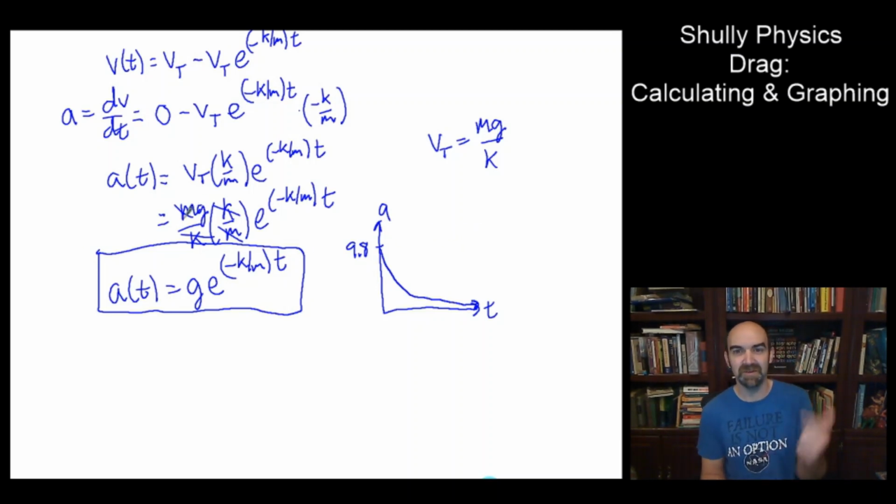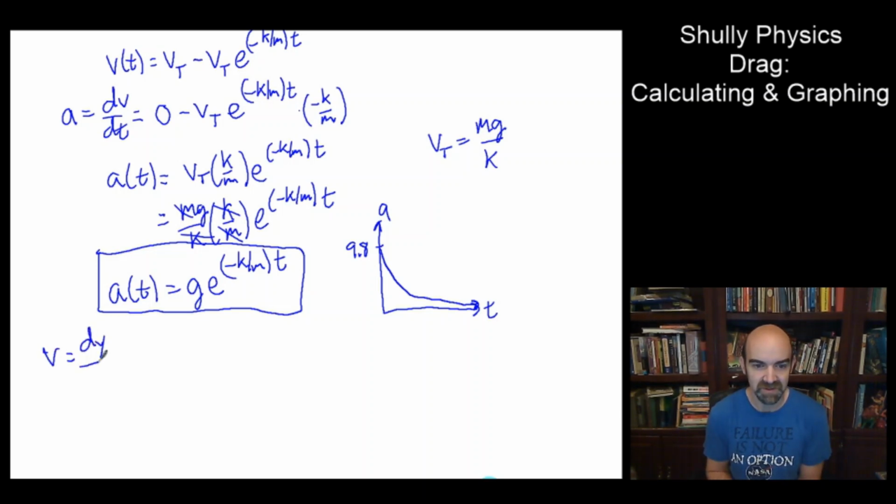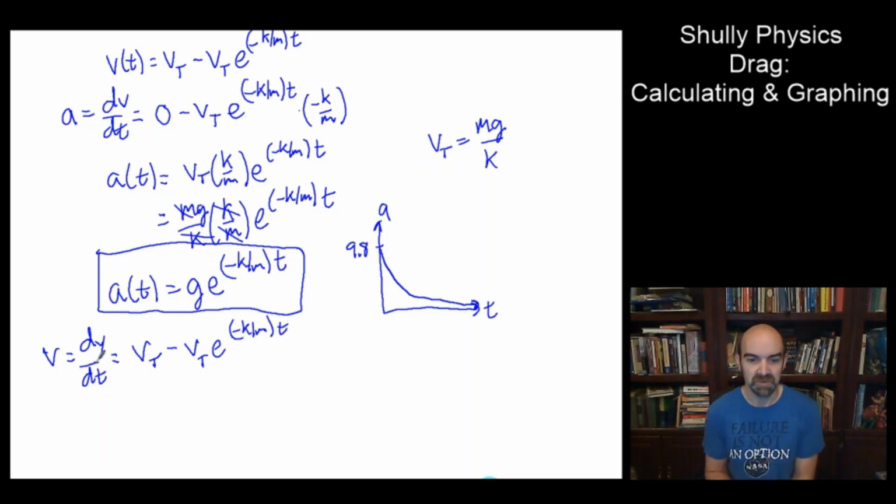We've got our v of t, we've got our a of t. Now for the one that's a little bit more involved, what about the displacement? v equals dy/dt, which is, I'm going to rewrite this expression up top, v_t times e to the negative k over m times time. We're going to have to do another substitution rule here, warning, warning. So when we multiply both sides by dt, here's the time over here. There's no v's on this side. These are constant values, terminal velocities.